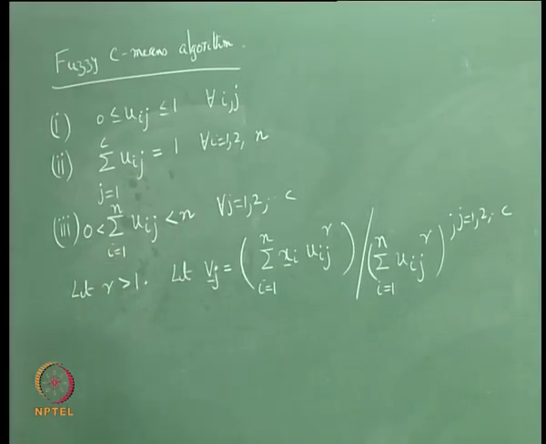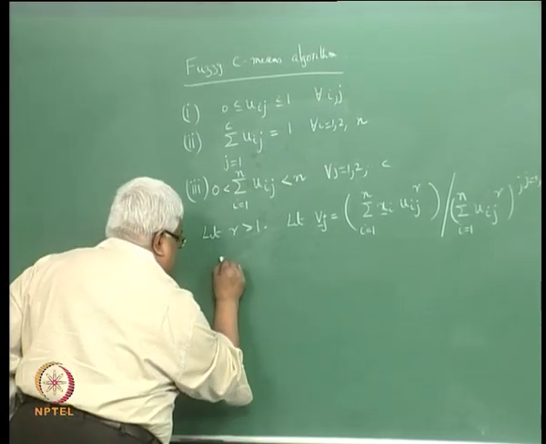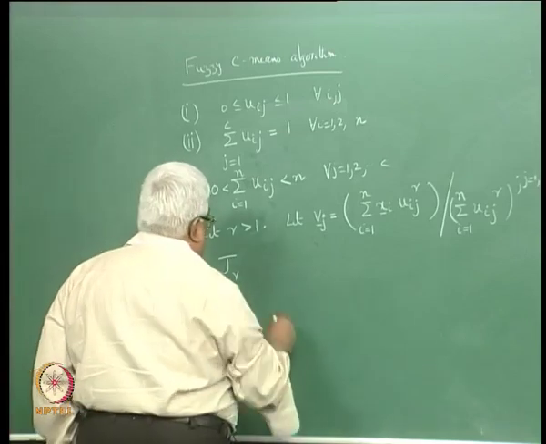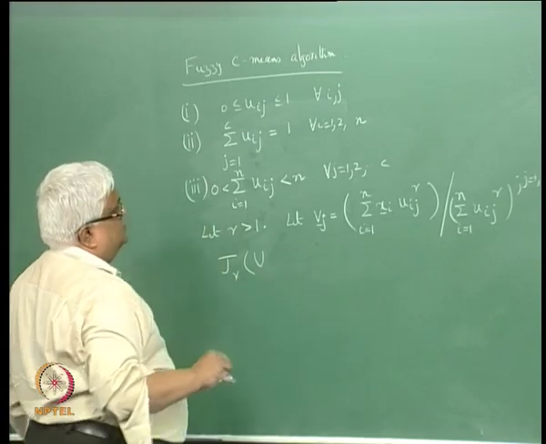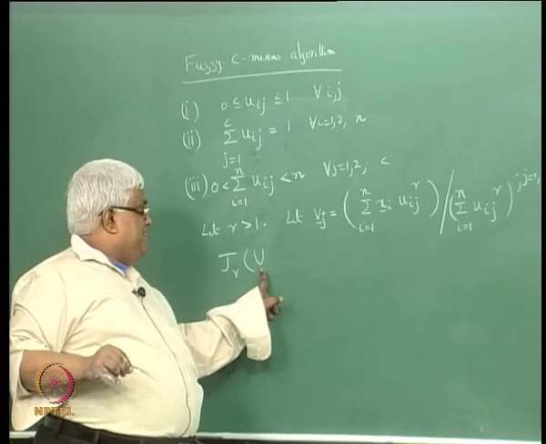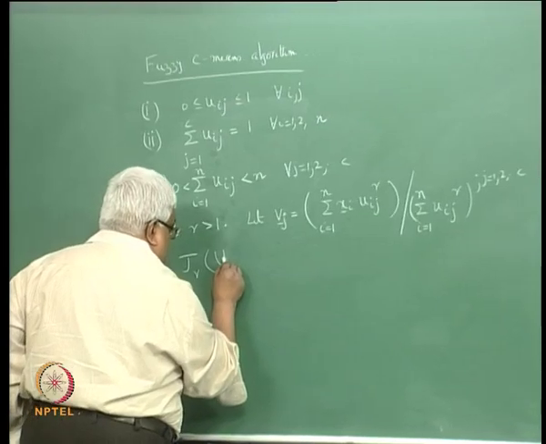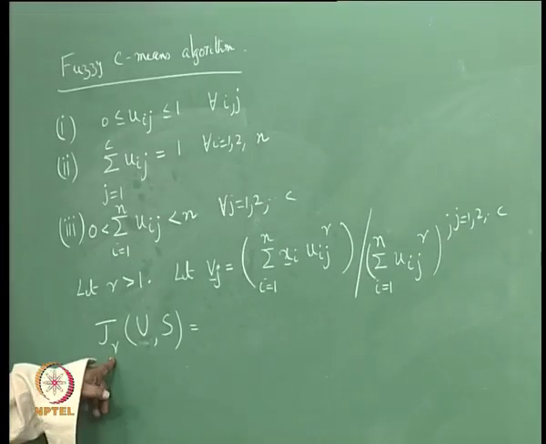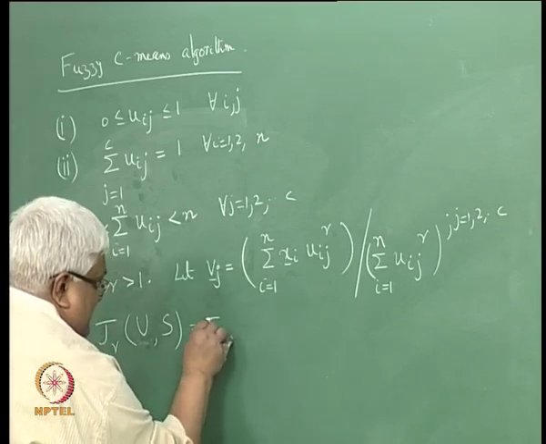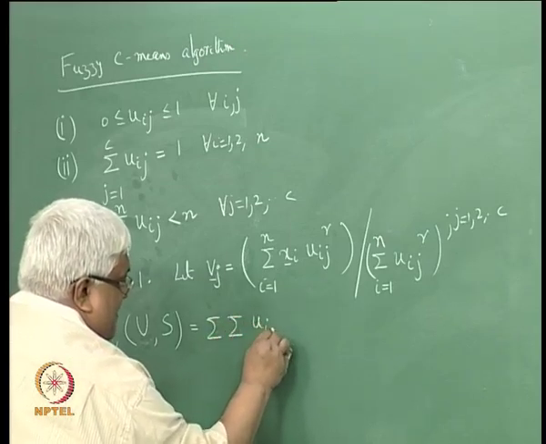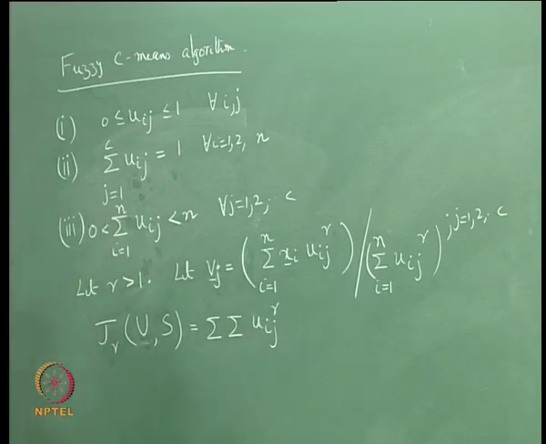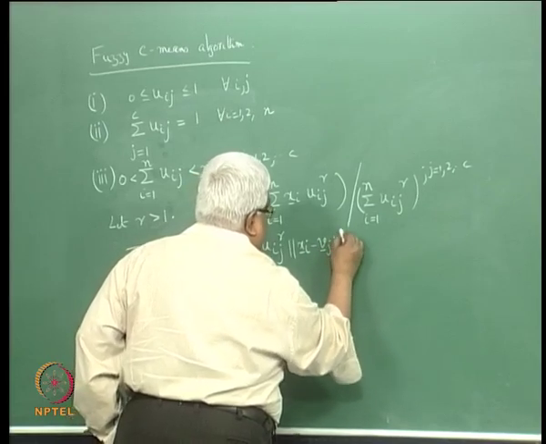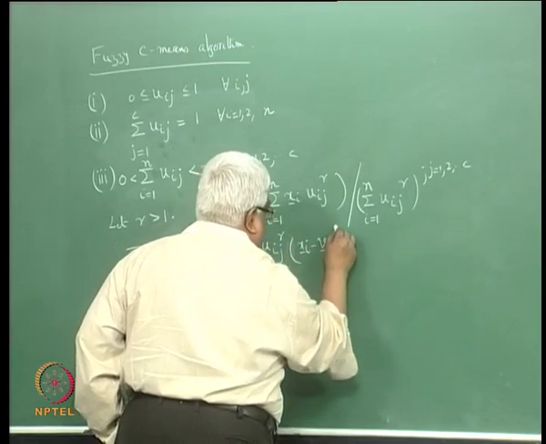This is the mean. Now, objective function. The objective function is dependent upon this value r. If you have a fuzzy C partition U of a set S, and with respect to the parameter R, what is this? This is actually going to be the summation of U i j to the power R times the norm of x i minus v j prime A.